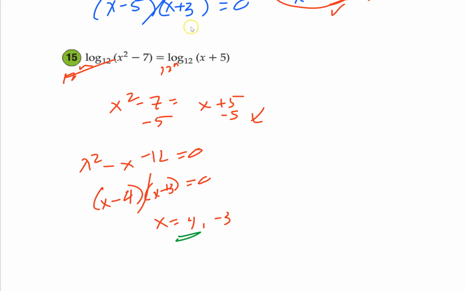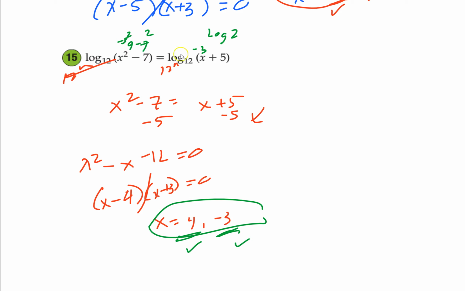Plug in 4. If I plug in 4 here, I get 4 plus 5 is 9. That works. Plug in 4 there, 16 minus 7 works. Let's check negative 3. Negative 3 plus 2 is actually log 2. That's fine. Again, even if it's a negative, when I plug it in, it works. Plug in negative 3 here. Negative 3 squared is 9. 9 minus 7 is 2. Again, that works out. In this case, they both work. So it's not just when it's negative. Make sure when you plug it in, the log is not negative. In this case, they're both positive. Both my answers are good.